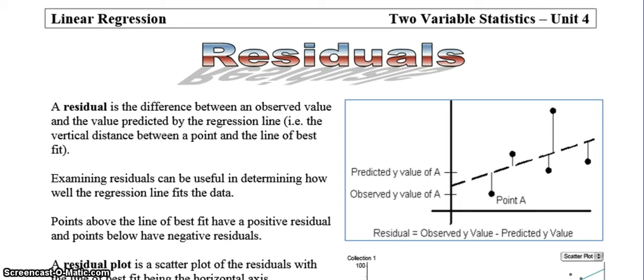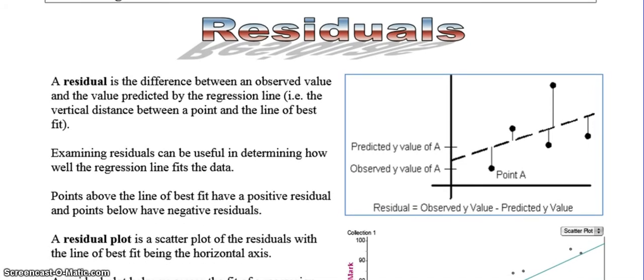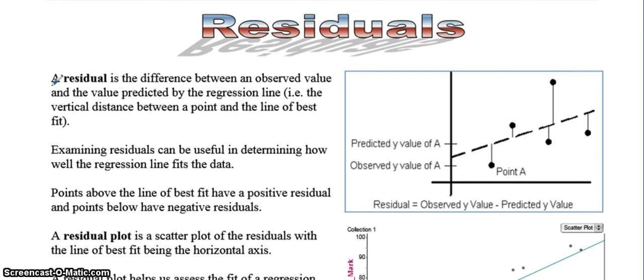Welcome to part 2 of the video on linear regression, where we're going to go over residuals. A residual is the difference between an observed value and the predicted value by the regression line, which is the vertical distance between a point and the line of best fit. The observed value is what we called the actual value in the previous video. So the difference between the actual y value and the y value that you would get from the line of best fit is called your residual.